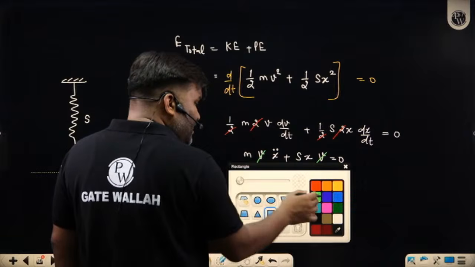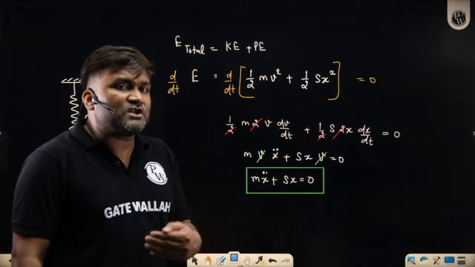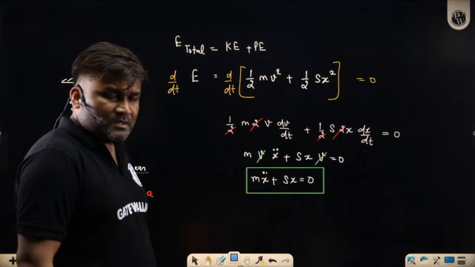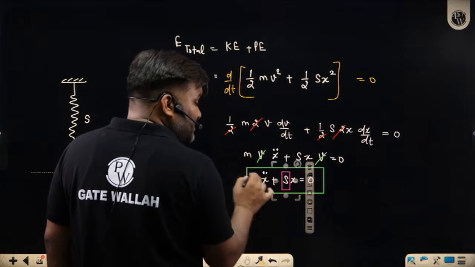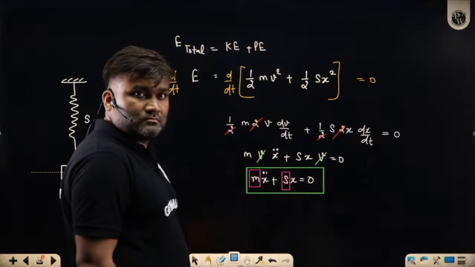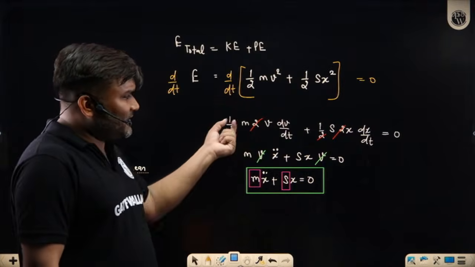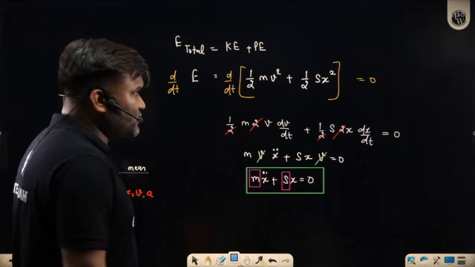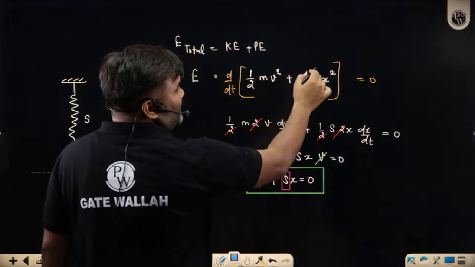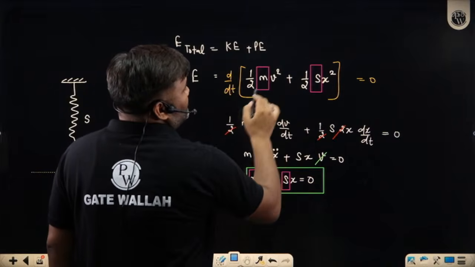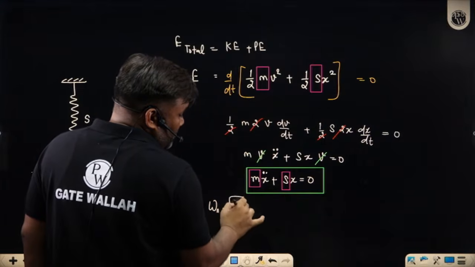I have got the same old equation which I was habitual of, mx double dot plus sx is equal to 0. Same equation. And if this is the equation, so under root, what is the omega n? Under root s by m. Achha sir, next time onward, I will not differentiate and equate it to 0 to get the equation of motion. You have written the equation, and from this equation itself I can write under root s by m as my omega n. Omega n is under root s by m.